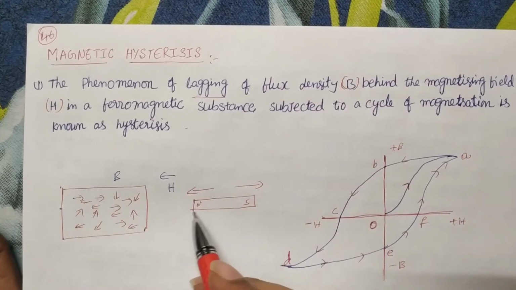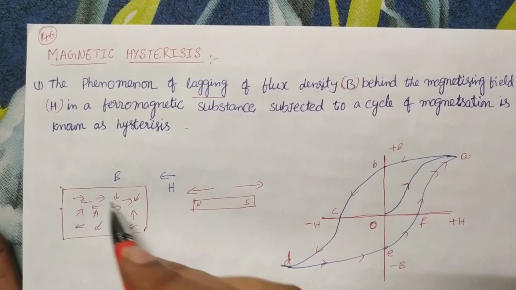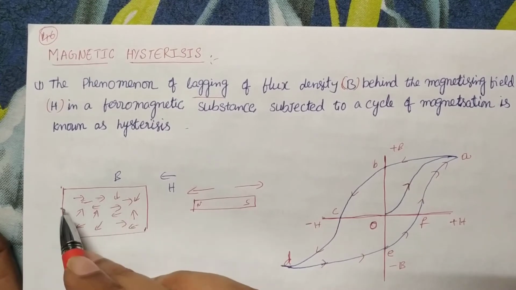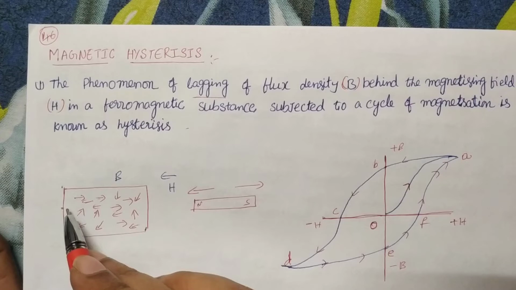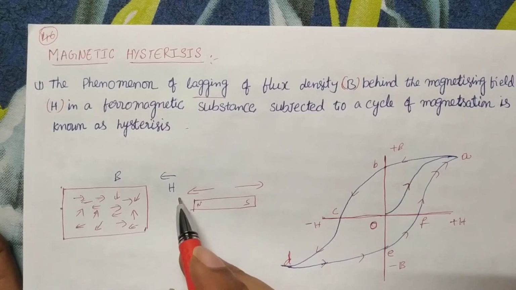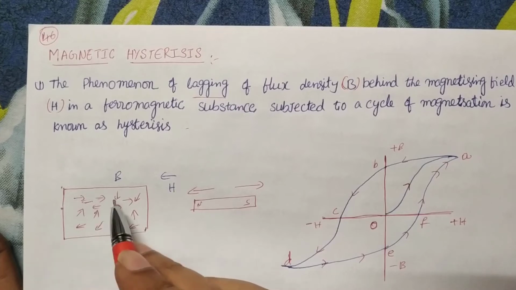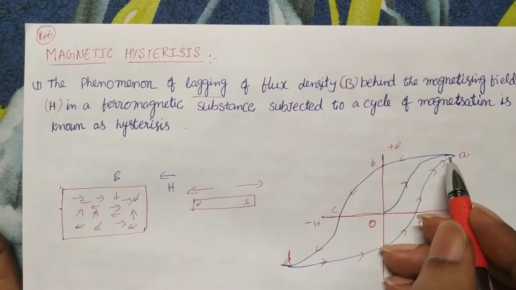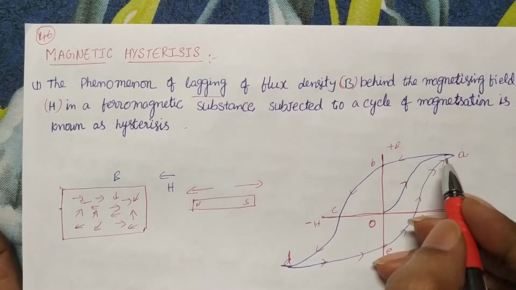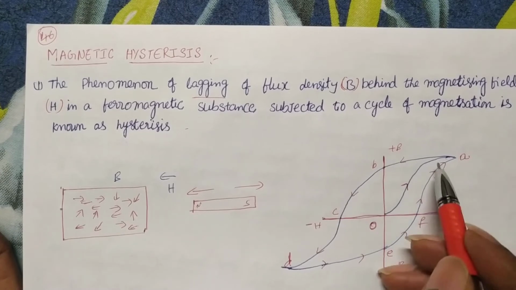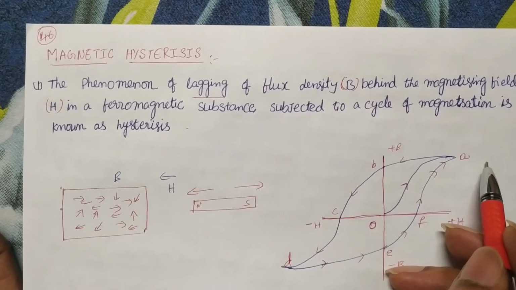Suppose you bring this magnet very close, what happens? Almost all of the dipoles are in the same direction, alignment takes place, and even if you increase the H value more and more, there is no further induction inside, so it becomes constant. This is the saturation point at A. After that, even if you increase the H value, B won't increase; it becomes flat like this.